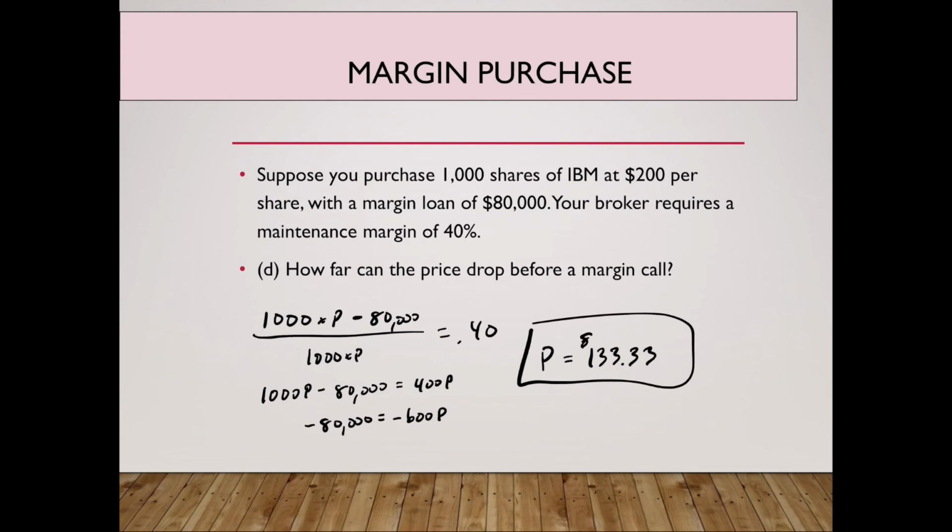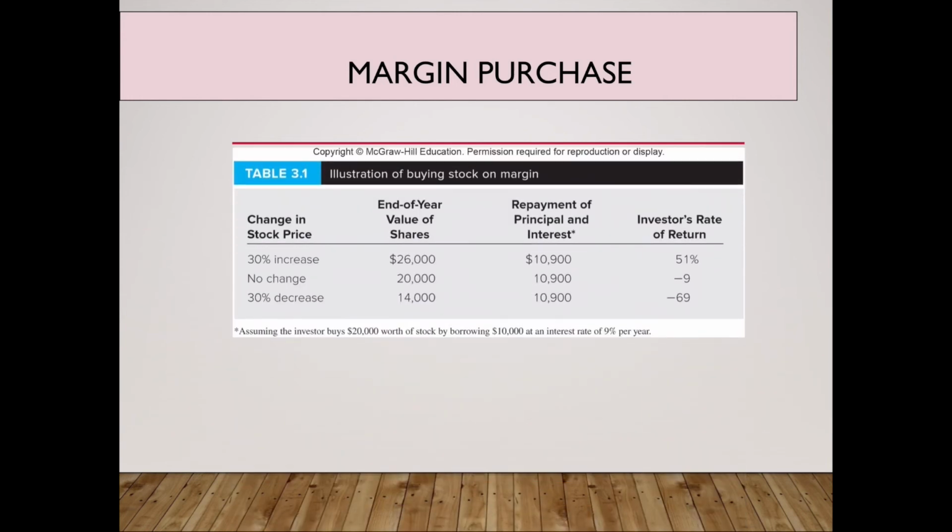You are borrowing part of your purchase price, and you have to maintain a specific margin amount or a margin percentage with the broker in order to not have to add additional funds or securities. Now let's look at what type of impact this margin purchase can have on different types of returns.